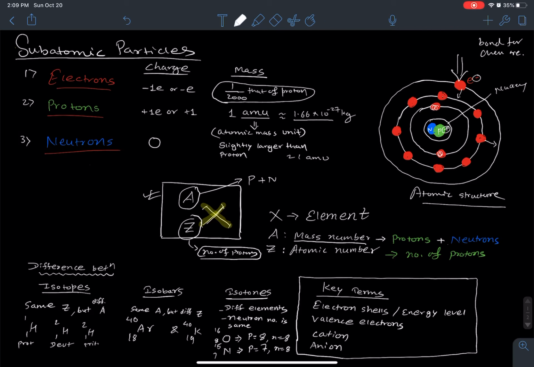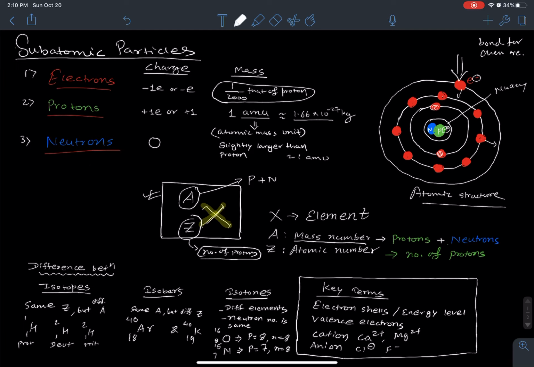A cation is an atom with a positive charge, for example calcium with a 2 plus charge, or magnesium, right? An anion, for example chloride, minus, has a negative charge, right? That's one of them, like fluoride. Okay, so these are examples of anions.